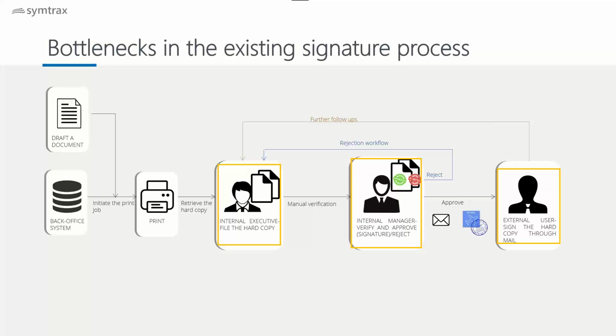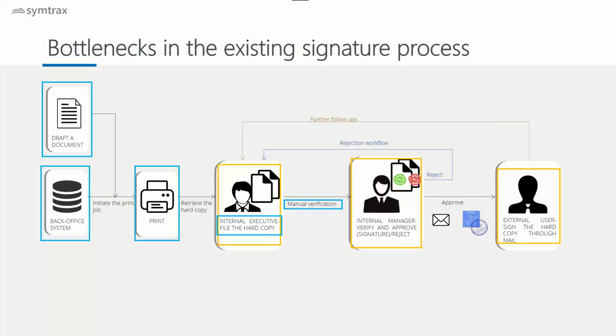So to start with, the internal executive will be either drafting a document, or he will retrieve the document from the back office system, which will then go through a print job, because he needs to have a hard copy of the document so that he can physically file it and send it across to the manager's desk for approval.